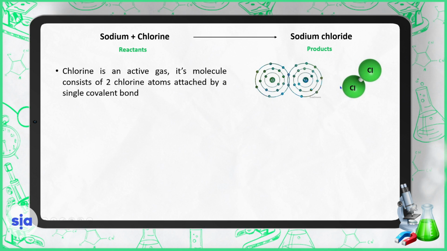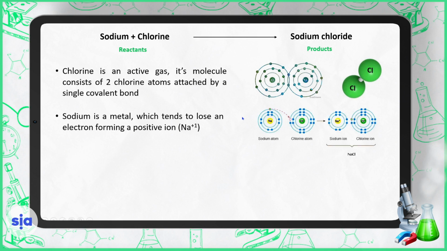This chlorine molecule consists of 2 chlorine atoms. And they are attached together by 1 covalent bond, a single covalent bond, because each atom will share an electron with the other atom. While sodium is a metal, and you know that metals tend to lose an electron, forming a positive ion. So the sodium will lose an electron, which is gained by the chlorine, which is the non-metal, to form sodium chloride.